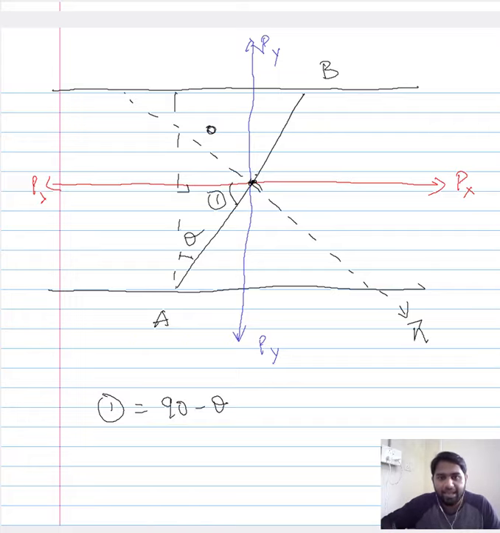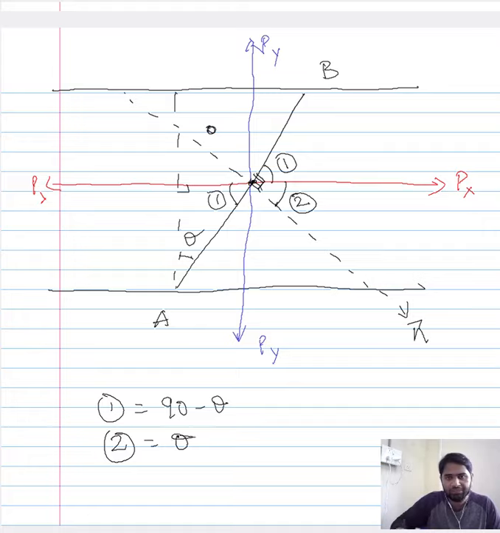Now the angle here we have seen is equal to angle 1. So this will also be 90 minus theta, because it is formed by two straight lines, that is the black line of AB and the red line of the loading direction Px. So these two angles are equal, we represent it as 1. Now the overall angle here is perpendicular, so the angle we assume to be 2 should be equal to theta.